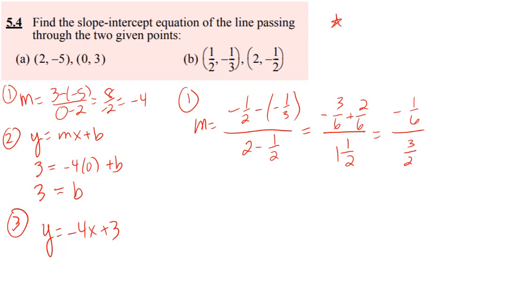Remember, this is a complex fraction, so I'm going to write it in the way that I know how. I'm going to do keep change, I'm going to do keep change change. Reduce if I can, and I can, and I get negative 1/9. So my slope is negative 1/9.